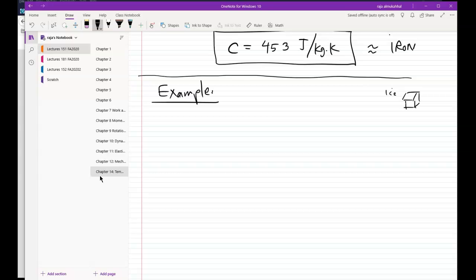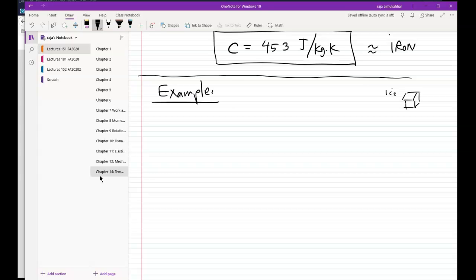The question is, what is the total energy that I need to convert this cube of ice from ice at 0 degrees to steam at 120 degrees? Not just 100 degrees, 120, to really, really hot steam, okay? How much energy do I need? You got that? So there are a lot of steps going on here.